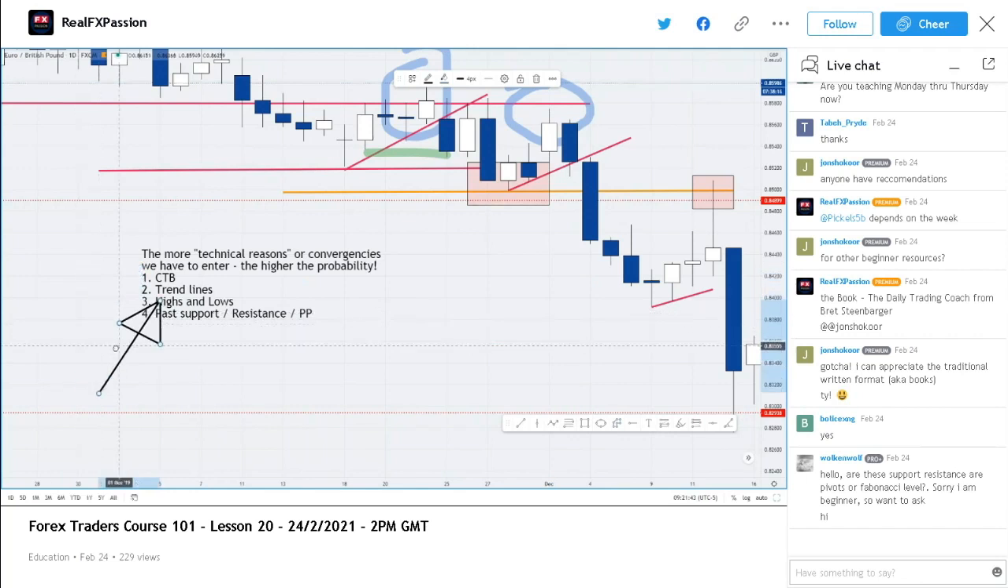I am going to enter when I see what? Number 1, counter trend line break. Do we have it? Yes, we have. Trend lines. Is the market below the downtrend line? Yes, it is. Highs and lows, meaning the short trend. Is the market making lower lows, lower highs? Yes, it does. And number 4, the market reacted to past resistance. Make sense, everybody?